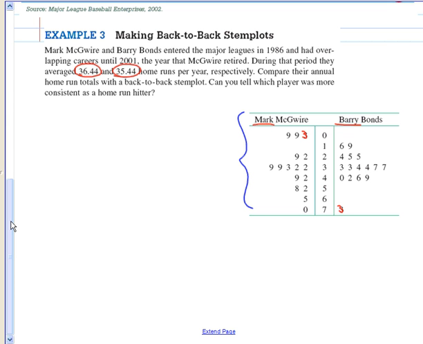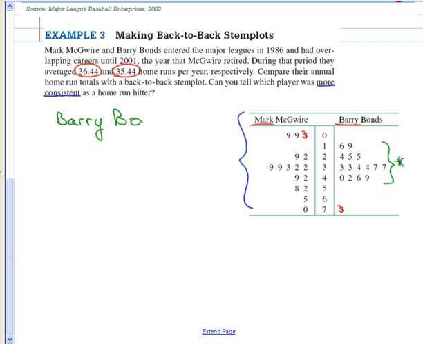But compare their annual home run totals with this back-to-back stem plot. Can you tell which player was actually more consistent? What do we mean by being consistent? If you're consistent, what does that mean? Steady. Stayed the same. Which one stayed more the same in their home runs? Barry Bonds. Barry Bonds is grouped closer together. He is more consistent in his home run totals.